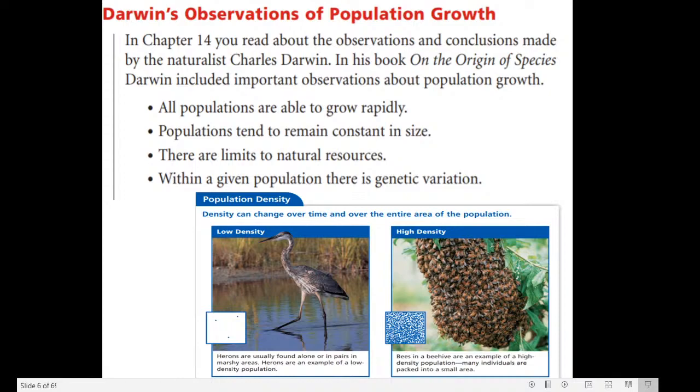Okay, there is a limit to natural resources. There is a demand. So when the population becomes high, a demand happens. Due to the demand, they face competition between them, and due to that, deaths occur. Within a given population, genetic variations also happen. So due to the resource demand, they change their genetic condition. If they change genetically, they can survive in the specific condition. This is Darwin's observation.